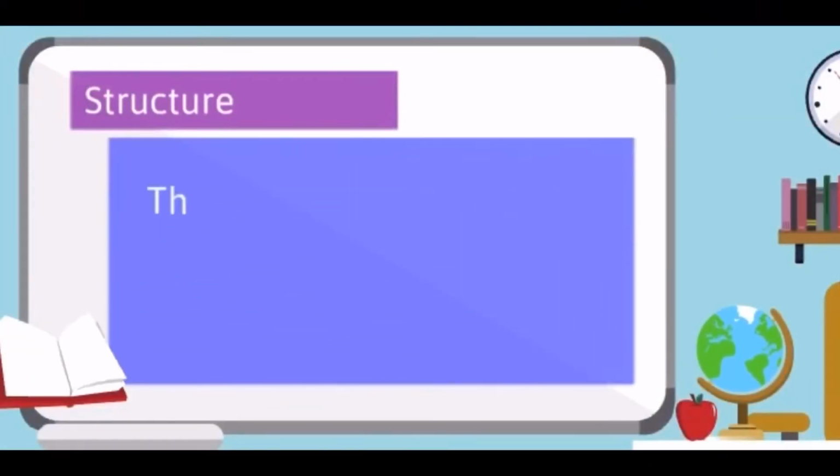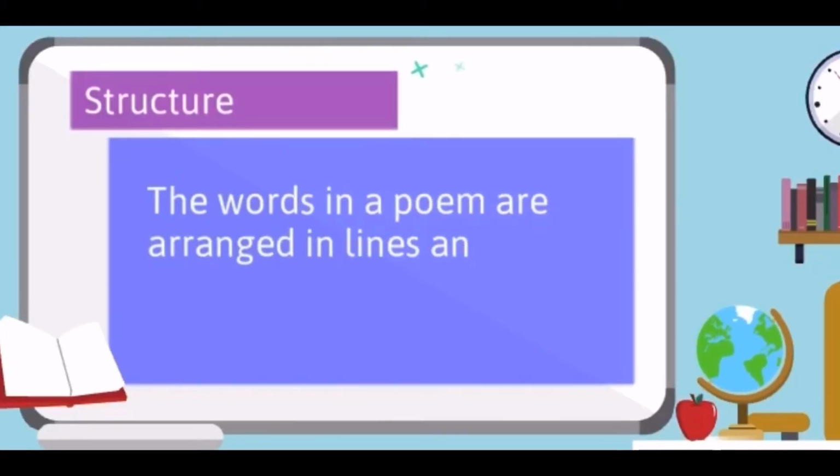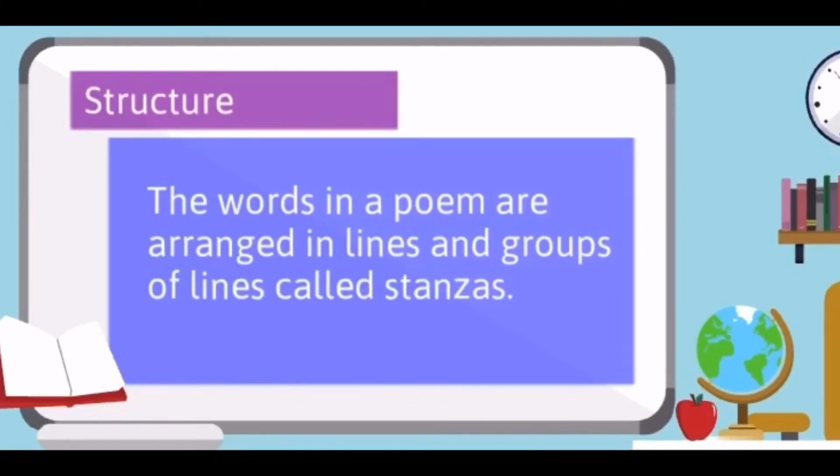The words in a poem are arranged in lines and groups of lines called stanzas. For example, here is the first stanza of the poem From a Railway Carriage by Robert Louis Stevenson.